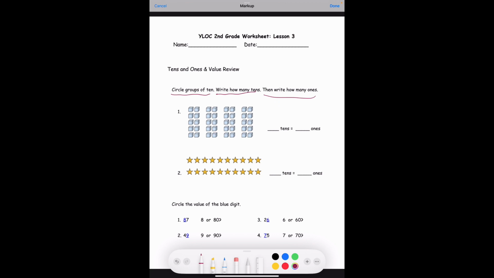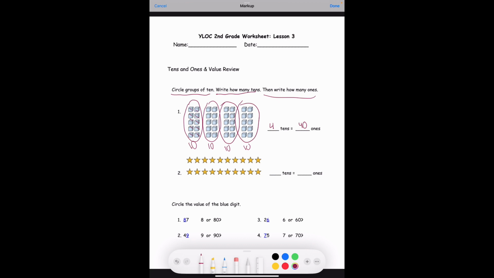In this group we have 1, 2, 3, 4, 5, 6, 7, 8, 9, 10. So this is one group, and we're going to circle a group of 10. And these are all also a group of 10. So we have 4 groups of 10 because we circled 4 groups. So there are 4 tens. And each group has 10 of these cubes, so there's 10 ones, and 10 plus 10 plus 10 plus 10 equals 40. So there's 40 ones.